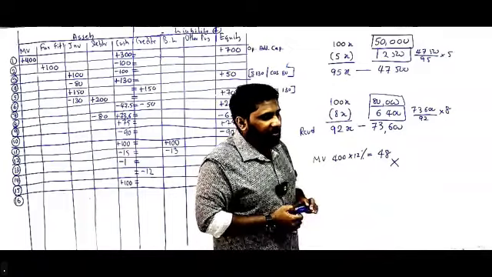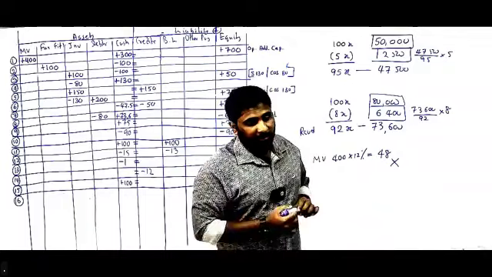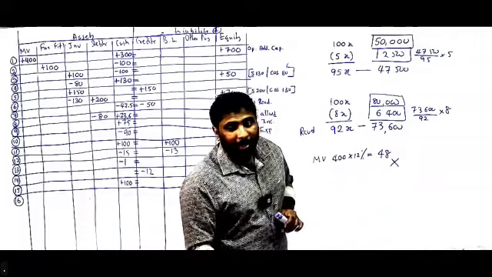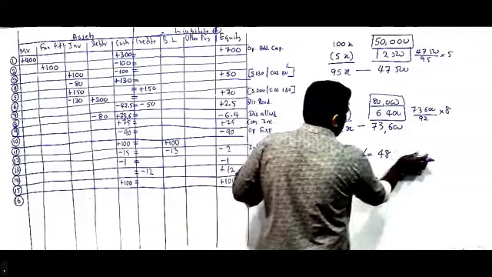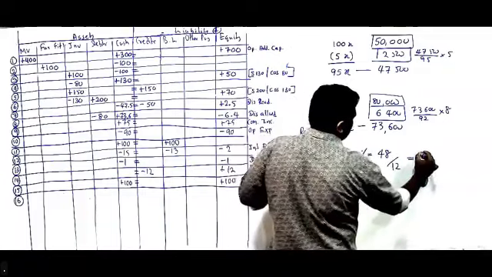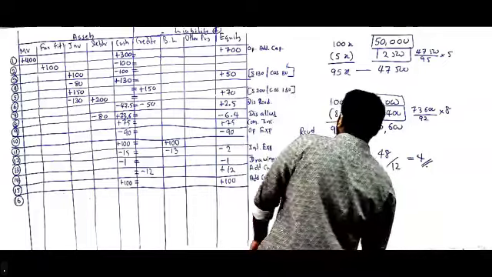What's the reason? The reason is we are doing the question only for a month. Then you have to divide this by 12. Then what's it for a month? 4,000. For a month, 4,000.